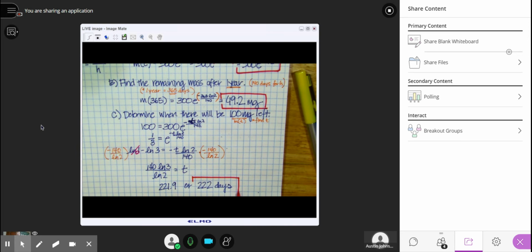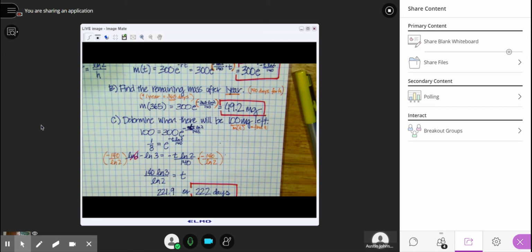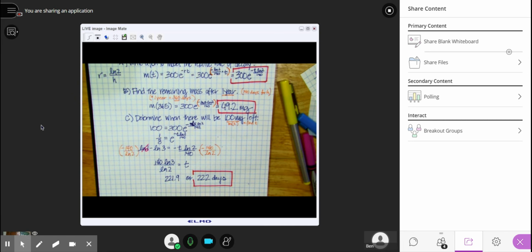Does this make sense? Well, we started with 300 milligrams, right? And how long does it take to get to half? So at 140 days, we would be at 150 milligrams. So we would need more days than that to get down to 100 milligrams. Okay? Questions about this particular problem? Okay, awesome sauce.